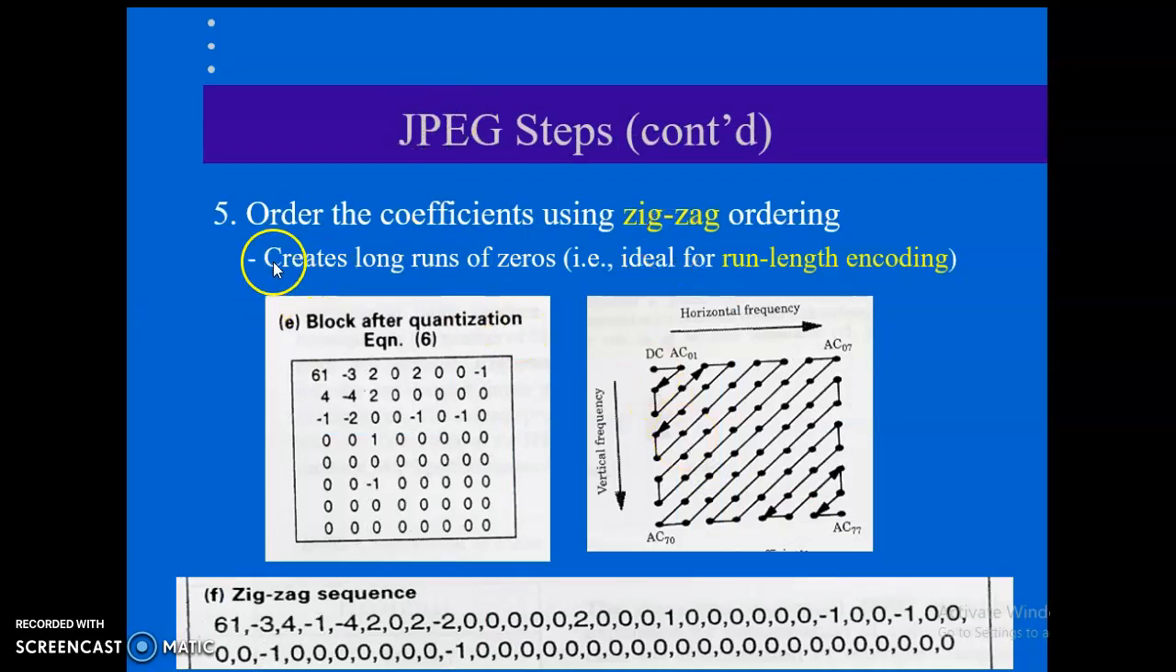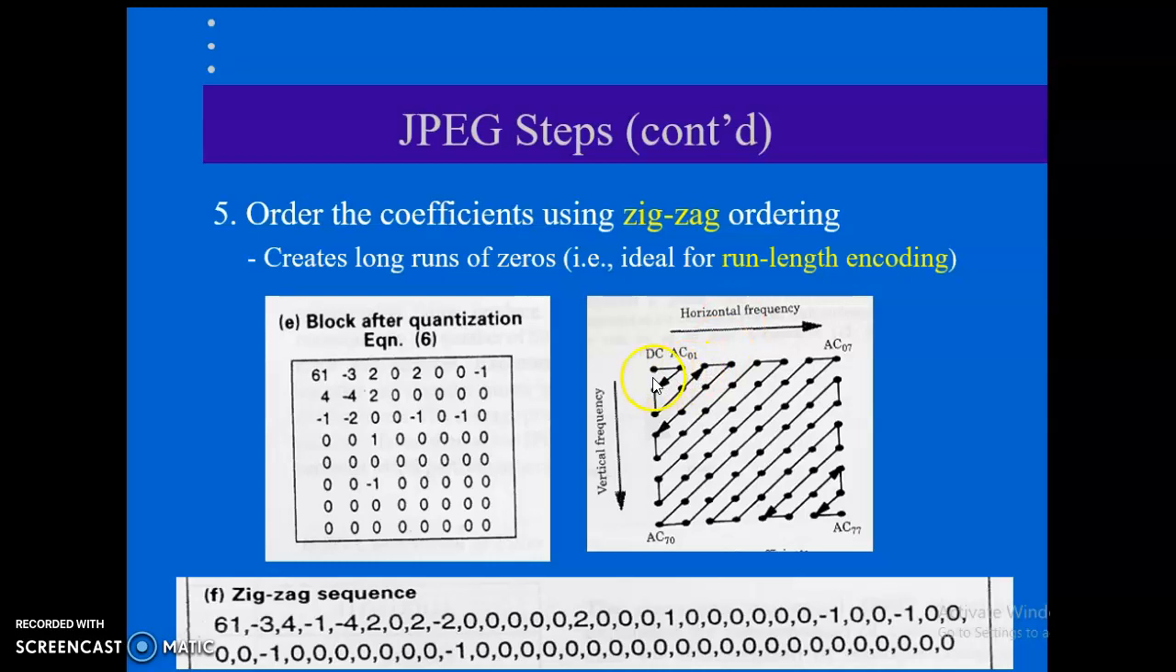JPEG step 5: order the coefficients using zigzag ordering. Zigzag ordering creates long runs of zeros, that is ideal for run length encoding. Block after quantization, equation 6.